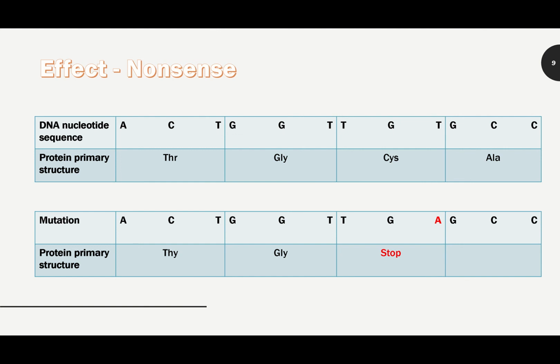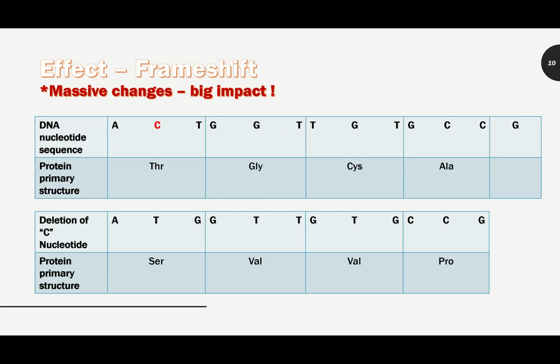And nonsense, this is really bad. This is one of the worst because nonsense just stops the protein, the polypeptide chain that produces protein. Before you had CYS, but after you replace the T with the A, you get a stop protein. This would be normal if it was placed in the right position, but down here, you're just cutting off a chain in the middle of protein production, which is not good. That's nonsense.